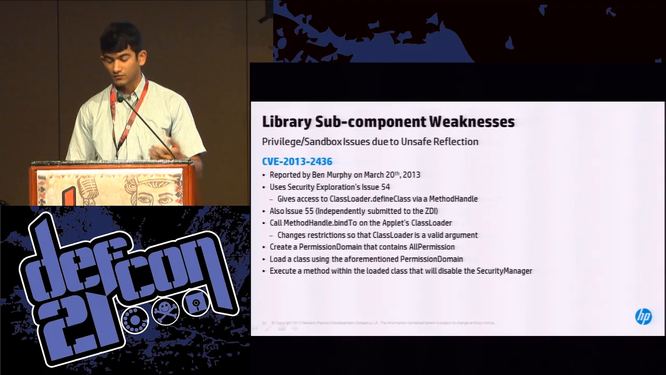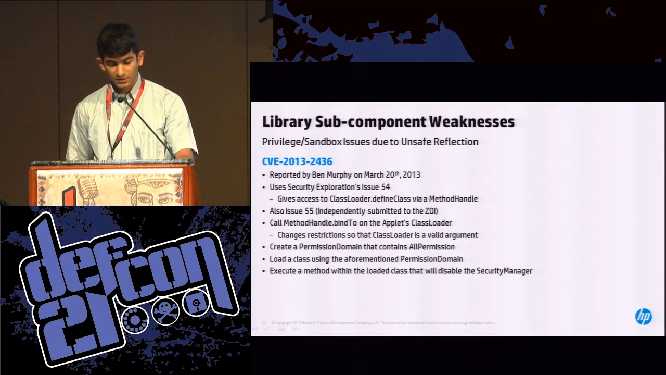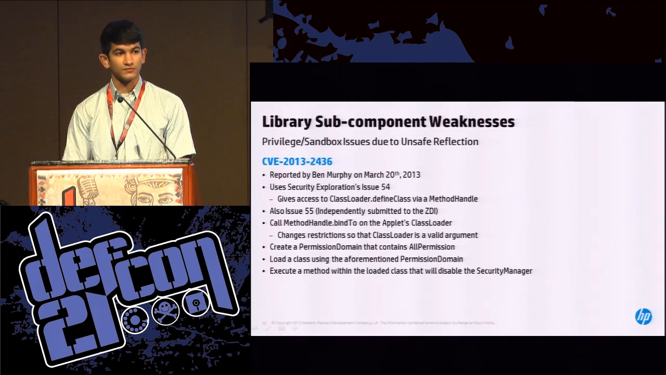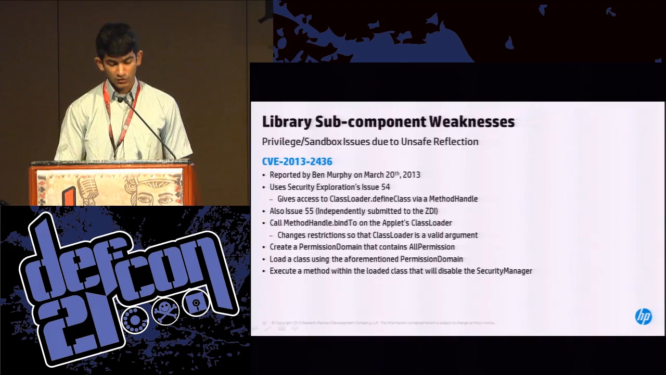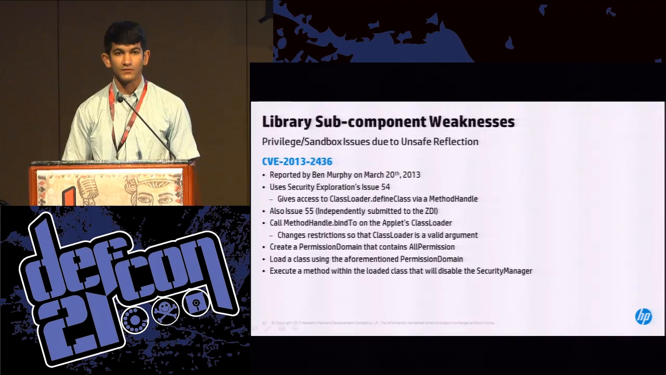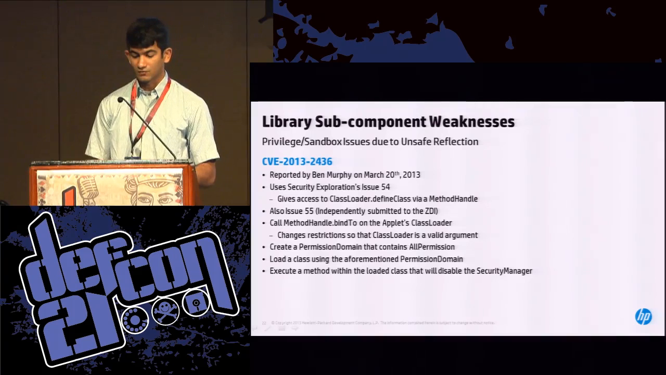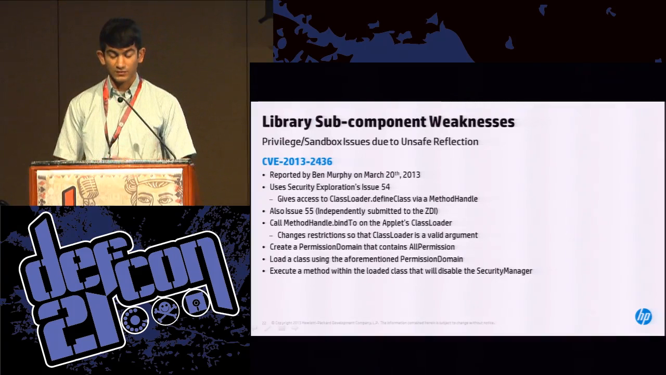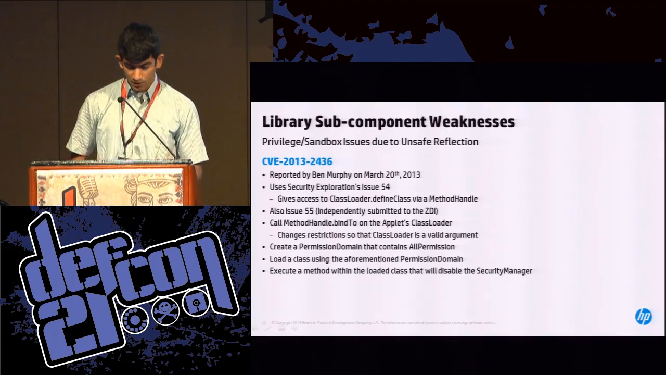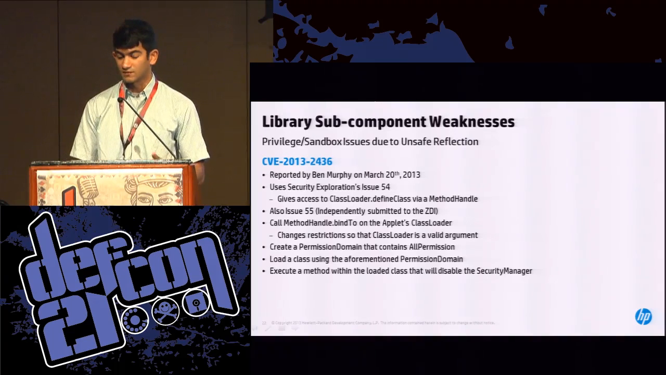In CVE-2013-2436, Ben Murphy found that, using Security Explorations' Issue 54, and I'll talk about that in a sec, you could achieve a sandbox bypass. Issue 54 makes use of the invokedynamic JVM opcode to get access to a protected method of a class without actually having an instance of it. It requires the use of a custom created class, which usually means the use of a framework such as ASM2, but if you really wanted, you could hardcode the bytes.